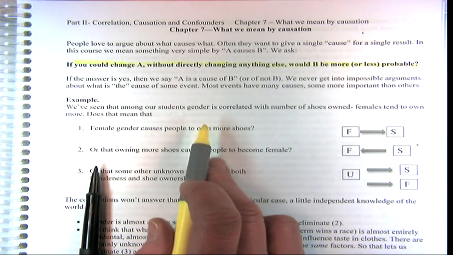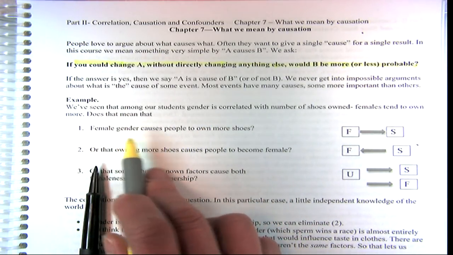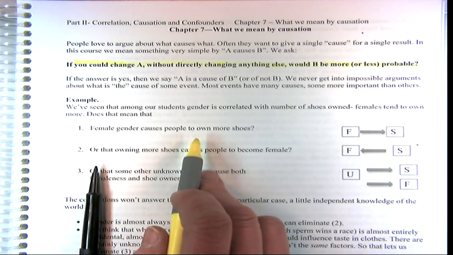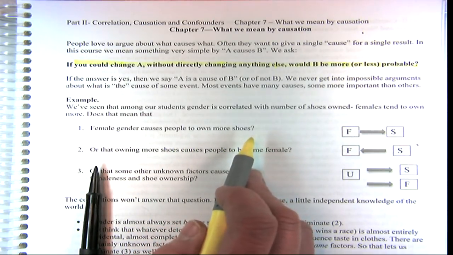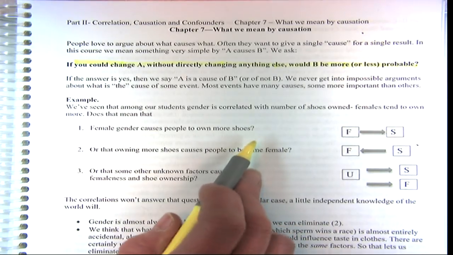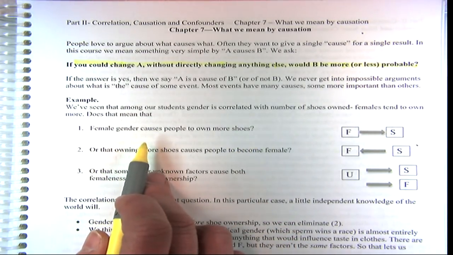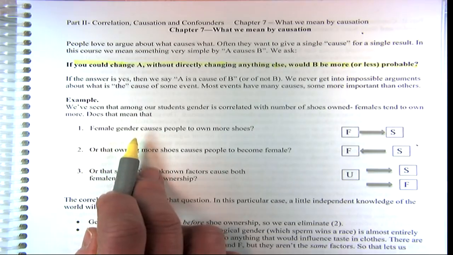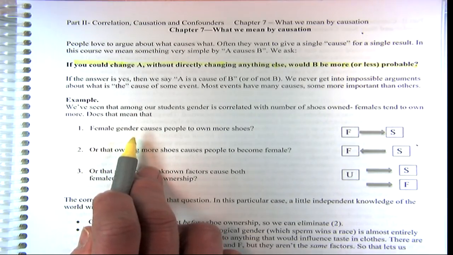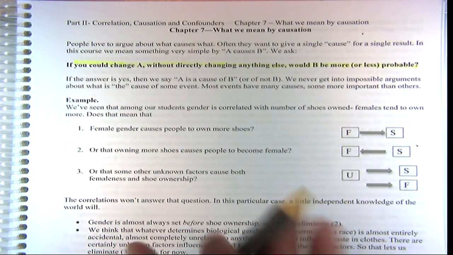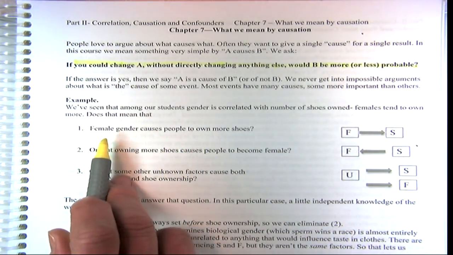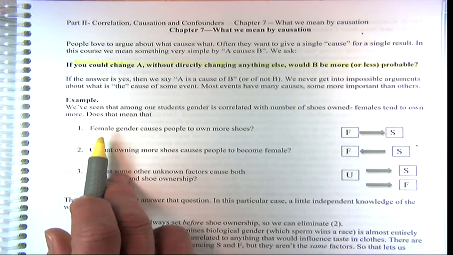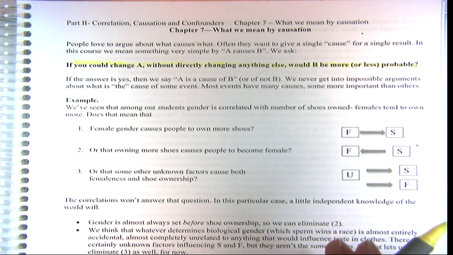So can we say that female gender causes people to own more shoes? What do I even mean by that? That sounds ridiculous. Do I mean it's inherent in female biology to buy more shoes? No, I don't mean that at all. I just mean that being female happened first, before people bought shoes. You're born a female before you go out and buy shoes.